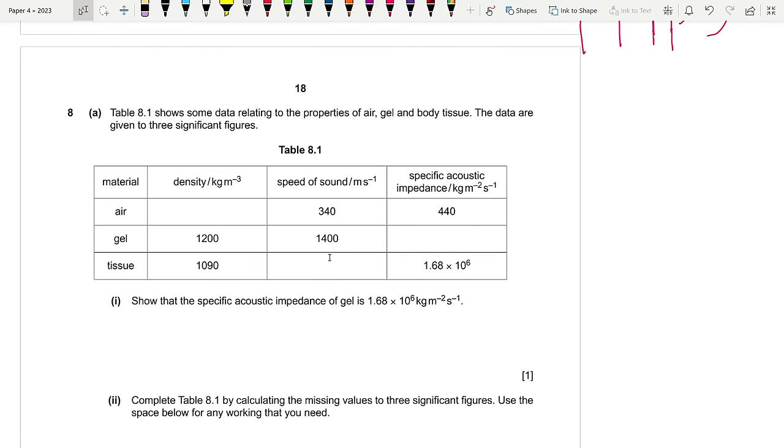Last three questions. We are going to be done soon, hopefully in 20 minutes.